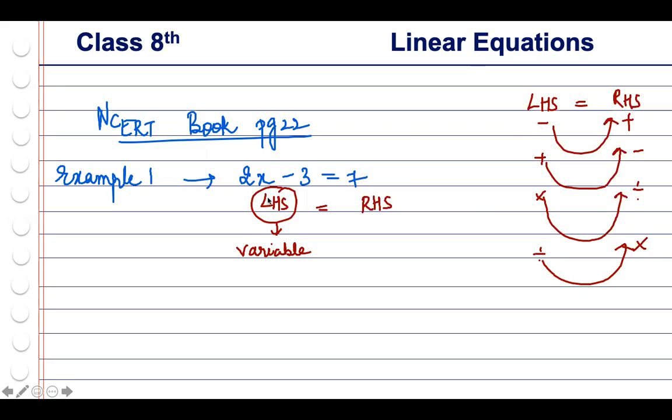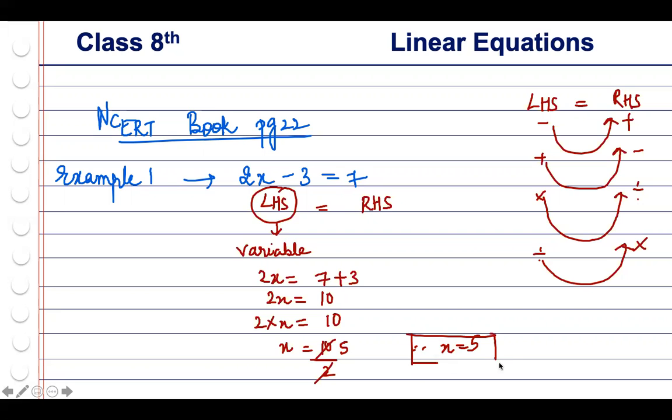Now let's see this. If I transpose this minus 3 here, I get 2x is equal to 7 plus 3. Therefore, 2x is equal to 10. Now this x is in multiplication with 2. This can be written as 2 into x. So x will be 10 divided by 2, and when I divide it, I get x to be 5. Therefore, the answer is x is equal to 5. This type of question you had also done in your 7th class. So now coming to example 2.